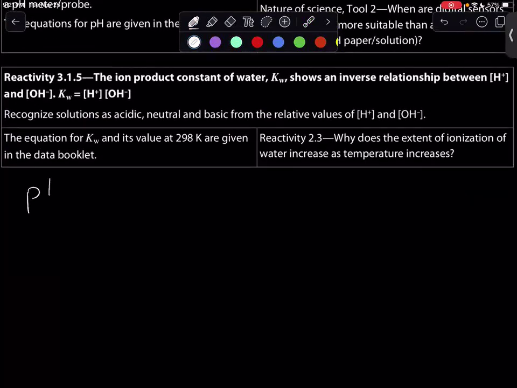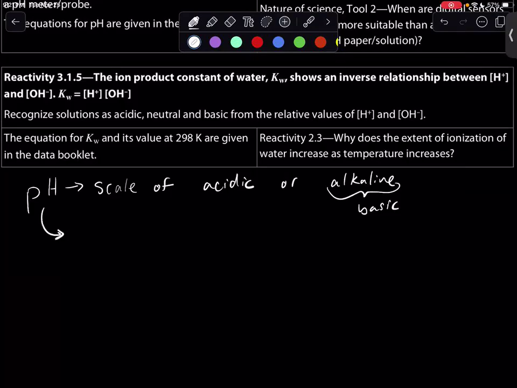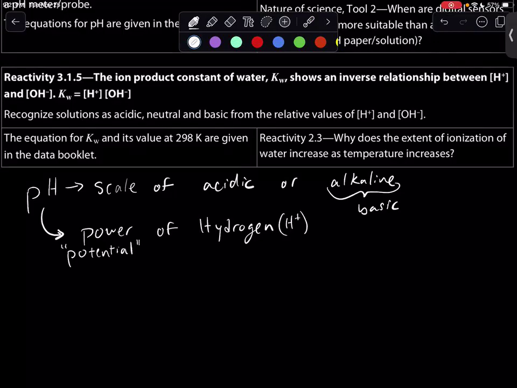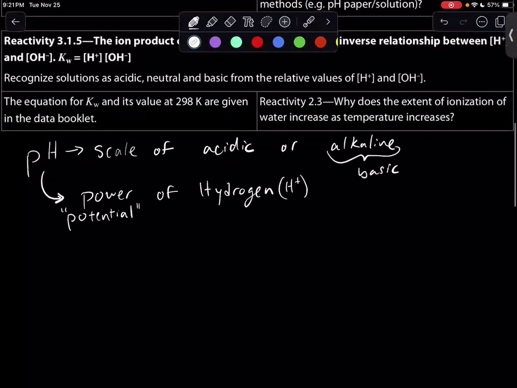So starting out, we're talking a lot about pH, which most students generally know is kind of like a scale of acidic or alkaline. Now, alkaline is just a fancy word for basic, either or. But what does pH really mean? Well, pH literally stands for the power of hydrogen, because we're talking about the power of hydrogen ions. You can also sometimes refer to it as potential of hydrogen, but I prefer power of hydrogen. Same thing. So we just use it to determine whether something's acidic or basic.